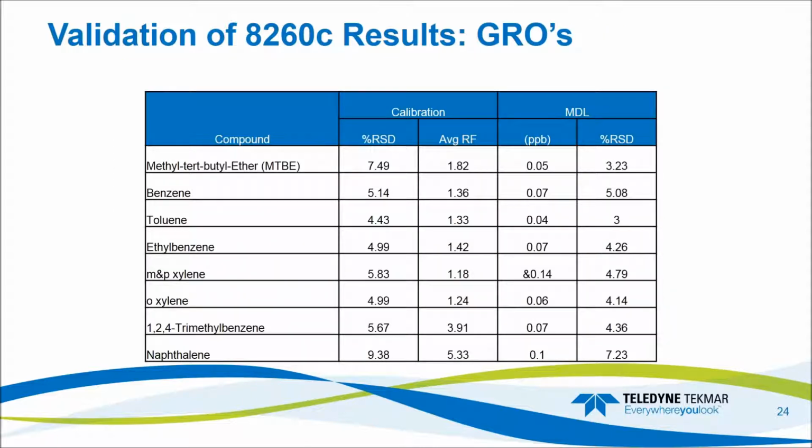Additionally, excellent results on GROs. So regardless of what type of methodology you're running, if you're looking at a full 8260 list, or if you're just looking at GROs, you're going to have good results using nitrogen as a purge gas.